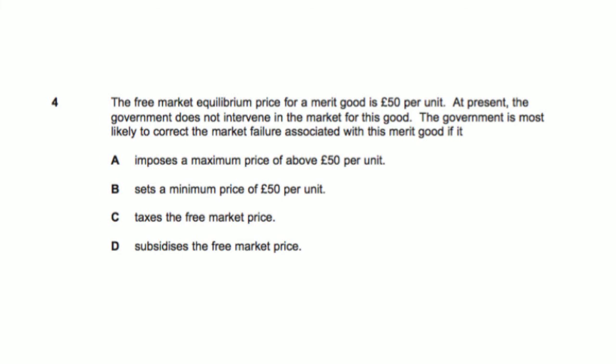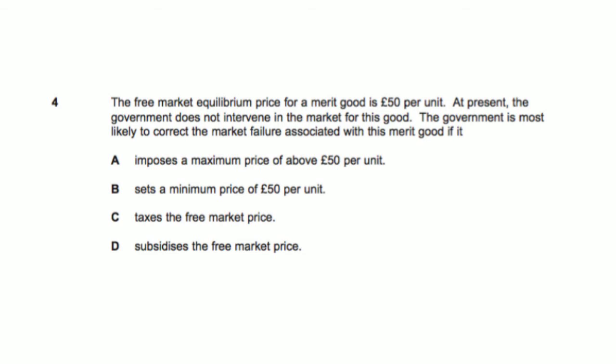So we're going to go through each of the 4 options and see whether they increase the consumption of that good. So the first option is A, and that is to impose a maximum price above £50 per unit. A maximum price means that the price cannot go above that price. So let's suppose that the maximum price was 55, which is above 50. At the moment, the free market equilibrium price is £50 per unit, and that is less than the maximum price. Therefore, if the government imposed the maximum price of above 50, let's say £55, then it would have no effect on the free market equilibrium.